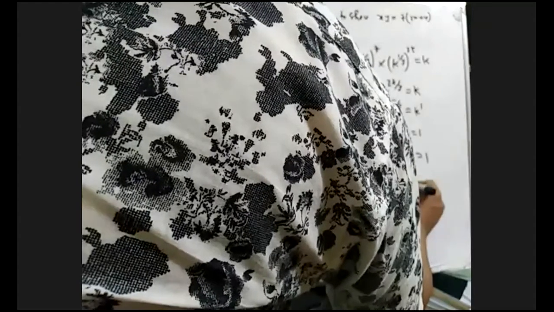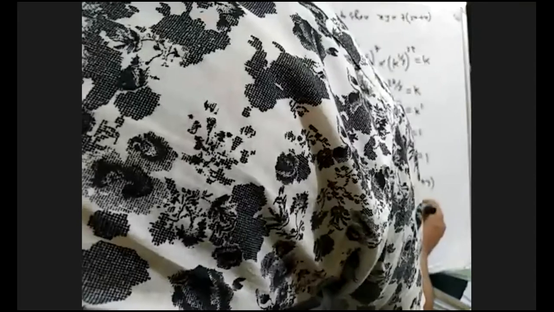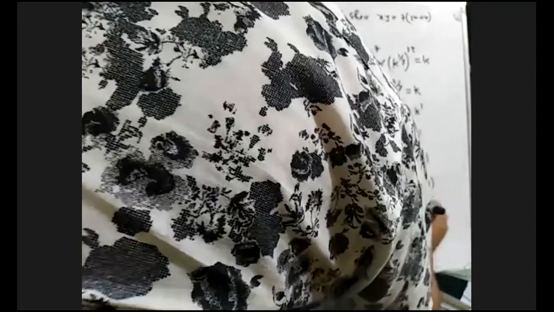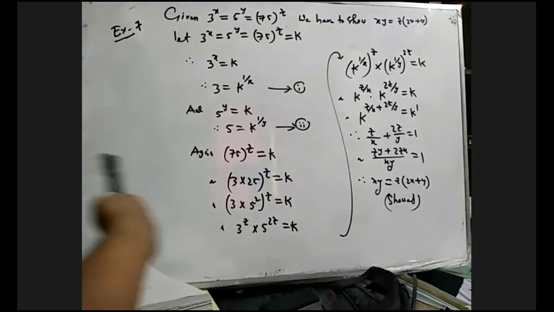Therefore xy equals what will be? z will be common, twice x plus y. Very easy. Same example and easier than previous example.